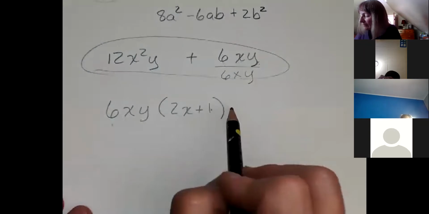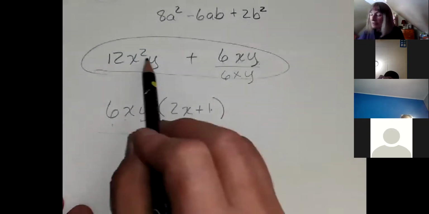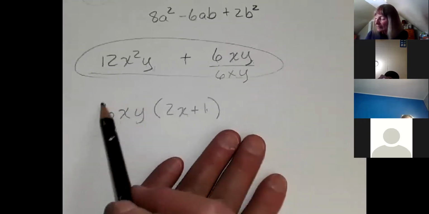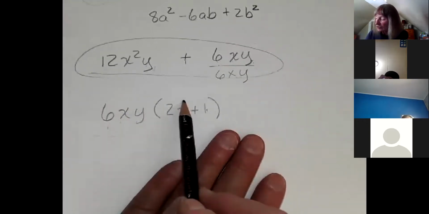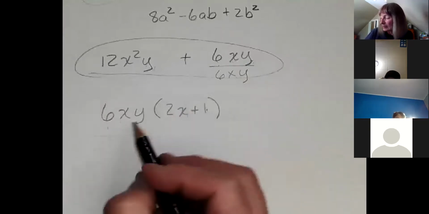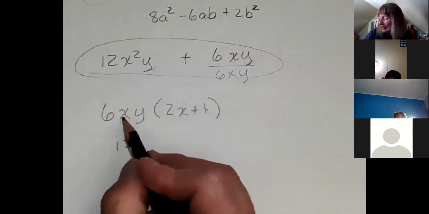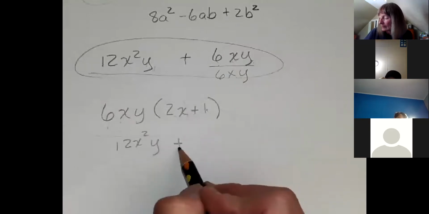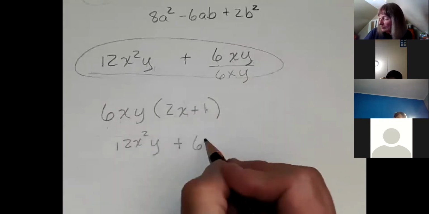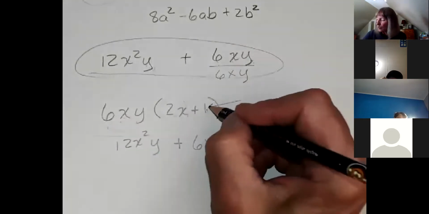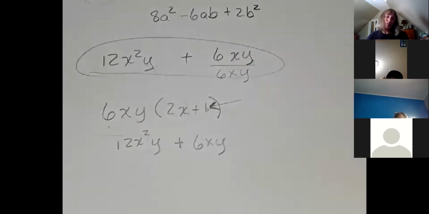And we could check to see if we can make this go back to that by taking this times the first thing. So 6xy times 2x is going to be 12x squared y. And we add 1 times this, which is just 6xy. So this 1 here is actually a very important part of the answer.